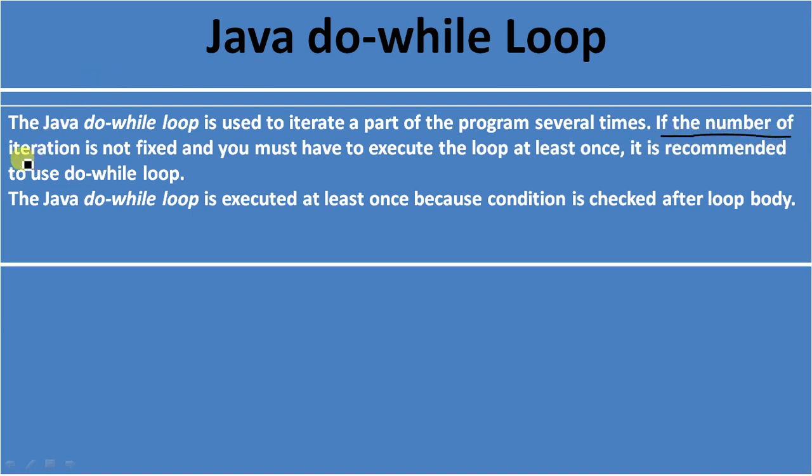If the number of iterations is not fixed and you must execute the loop at least once, it is recommended to use the do while loop. The Java do while loop is executed at least once because the condition is checked after the loop body. First, the body of the loop is executed once, then the condition is checked. If the condition is true, then the body of the loop is executed again. Otherwise, the control comes out from the do while loop.